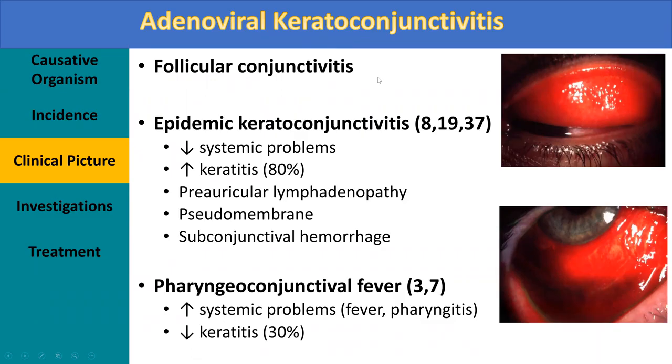Okay, regarding epidemic keratoconjunctivitis, as I told you, it is caused by serotypes 8, 19, and 37. Those patients usually have low systemic manifestations, so it will mainly be an ocular affection.